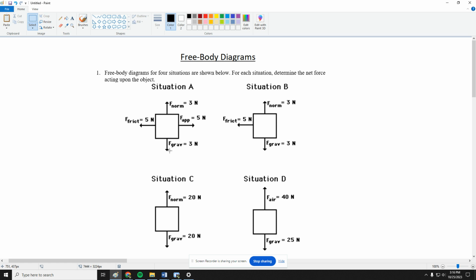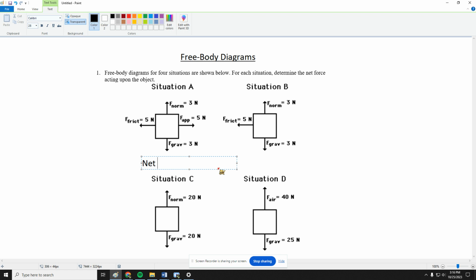Now, to simplify these, think about the left and right first. The left and right interact with each other in opposite ways. They don't interact with the up and down. And the up and down are opposite each other, and they don't interact with the left and right. So in this case, I have 5 newtons to the left and 5 newtons to the right. So 5 minus 5 is going to be 0. And then I have 3 newtons up, 3 newtons down. 3 minus 3 is going to be 0. So the net force on this one is equal to 0 newtons. So make sure you put the N for newtons in your answer.